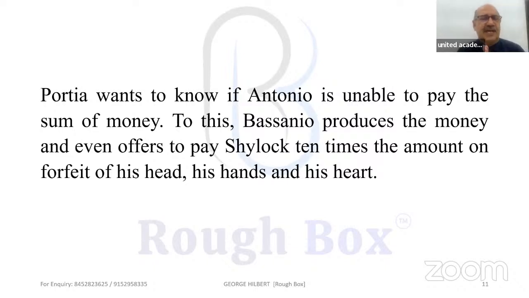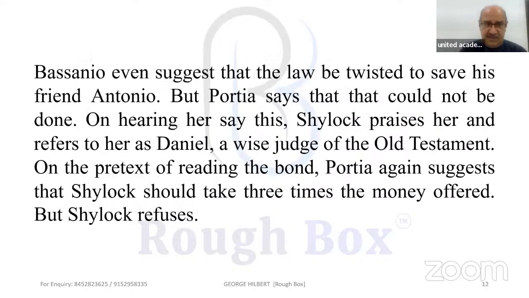Portia wants to know if Antonio is unable to pay the sum of money. And to this, Bassanio produces the money and even offers to pay Shylock 10 times the amount on forfeit of his head, his hands, and his heart. Bassanio even suggests to Portia that the law be twisted to save his friend Antonio. But Portia says that that could not be done. And on hearing her say this, Shylock praises her and refers to her as Daniel, the wise judge from the Old Testament.